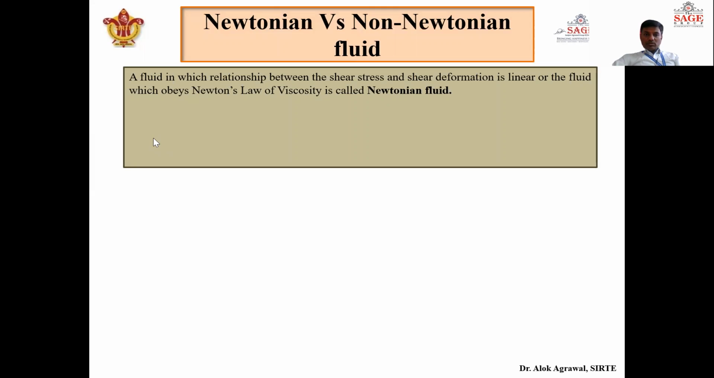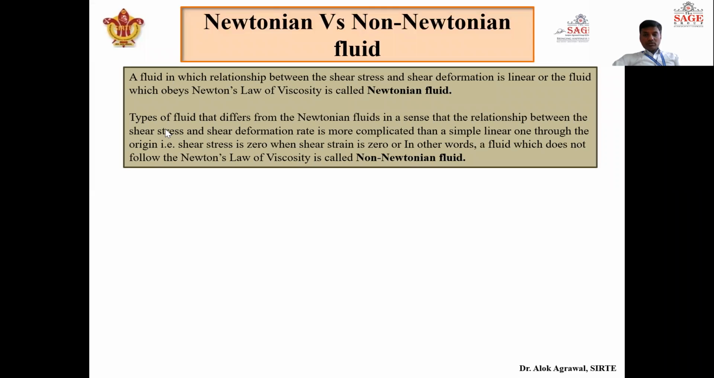A fluid in which the relationship between shear stress and shear deformation is linear, or the fluid which obeys Newton's law of viscosity, is called a Newtonian fluid. We have derived Newton's law of viscosity, that is tau is equal to mu du by dy. So the fluid which follows that equation is known as a Newtonian fluid, or we can say that there will be a linear relationship between the shear stress and shear deformation.